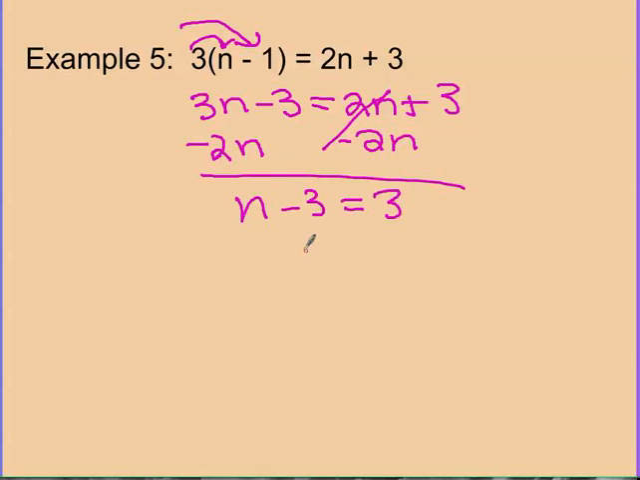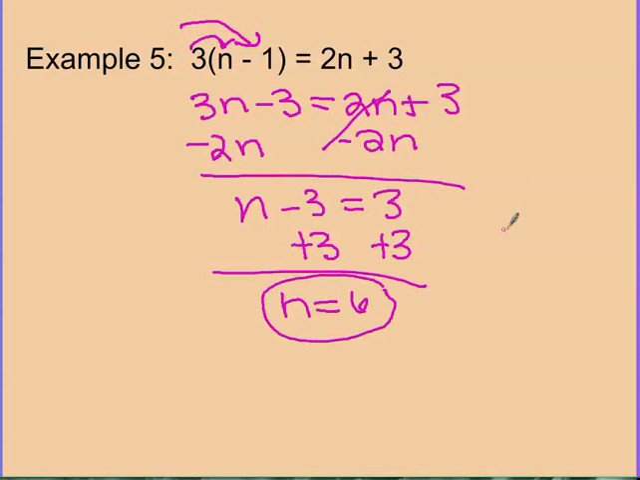So my next step would be to get the constants on the same side, so I'm going to do the inverse and add 3 to both sides. So n would equal 6. Final answer.